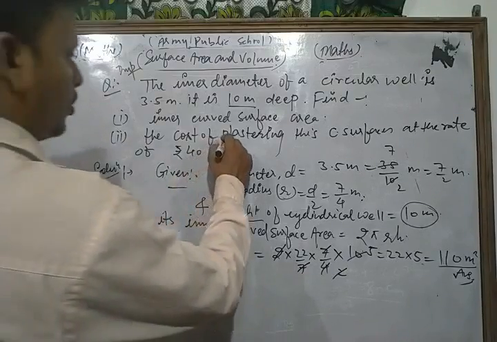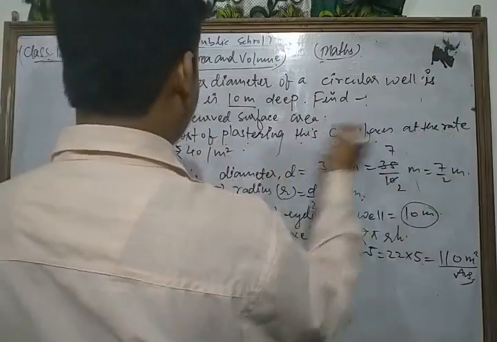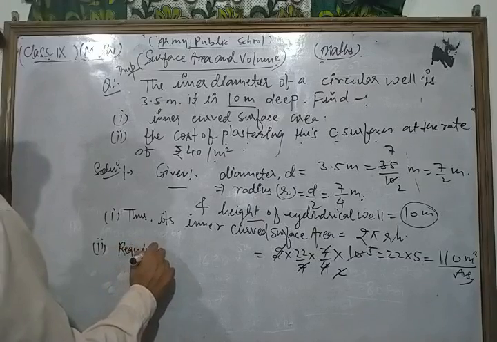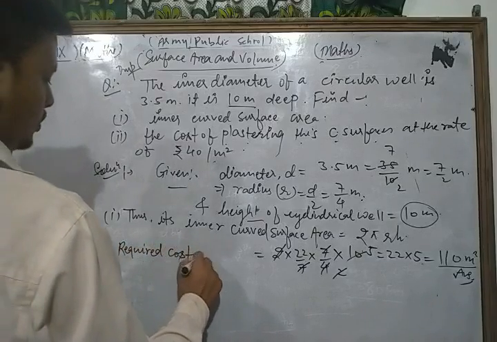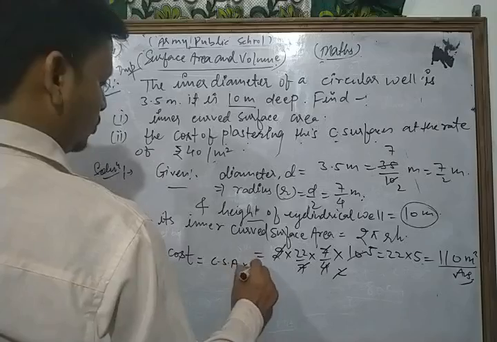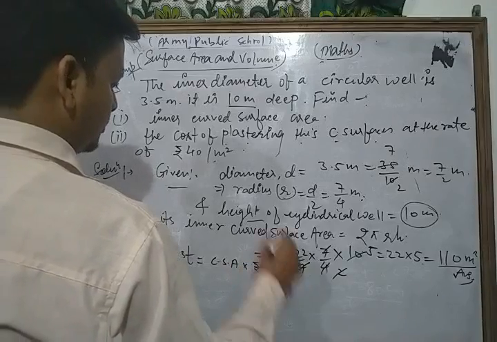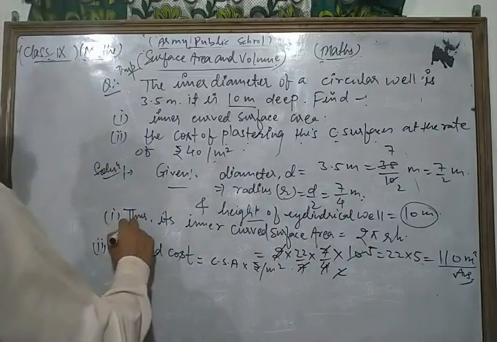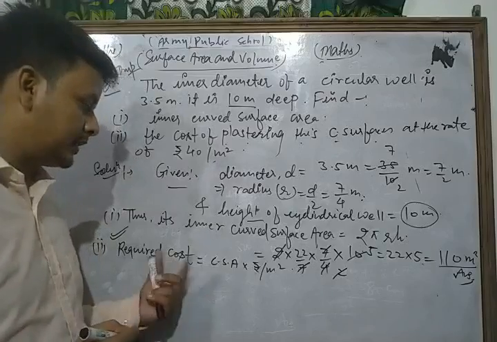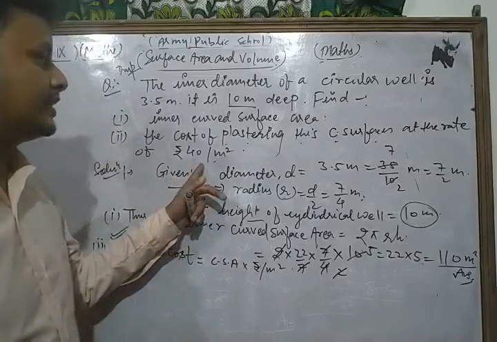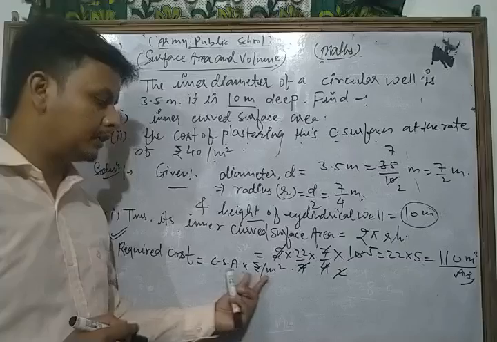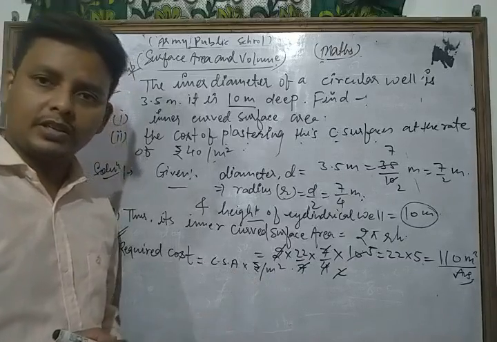We also find the cost of plastering its curved surface at the given rate, and the required cost is equal to its curved surface area into rupees per meter square. This is the basic formula to find the cost. Please note it down, dear students. Here the rate is in rupees per meter square, so we must multiply its curved surface area by rupees per meter square, so we get the required solution.